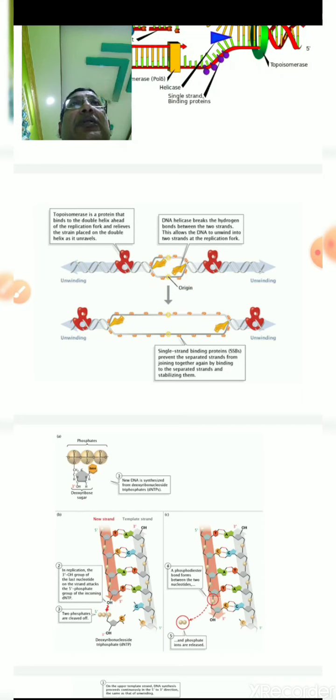So this is the replication fork or the replication bubble, and in the replication bubble I have shown the DNA helicases acting, as a result of which hydrogen bonds are broken down. This replication fork or replication bubble is very clearly seen in my next slides. The single-strand binding protein will now bind to prevent the separated strands from joining together again, by binding to the separate strands and stabilizing them. And once you stabilize it, then starts the synthesis of the new strands.